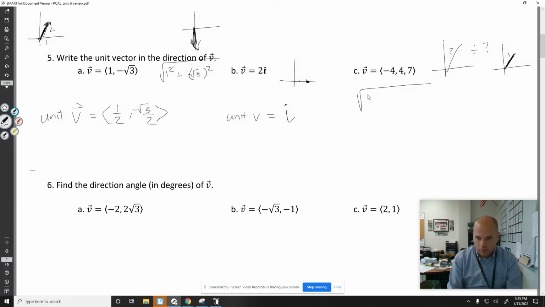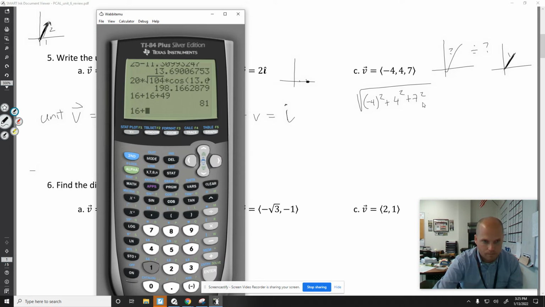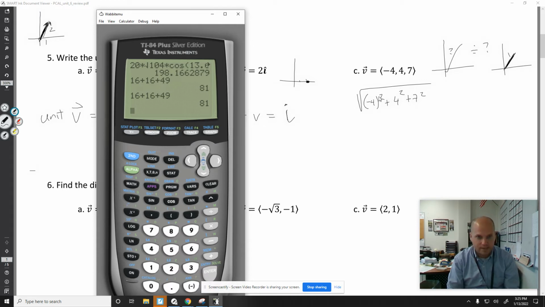So we need to find the magnitude here. 16 plus 16 plus 49. Like we're working with the same ones here. So the square root of that is 9. So I will take all of my components and divide them by 9.